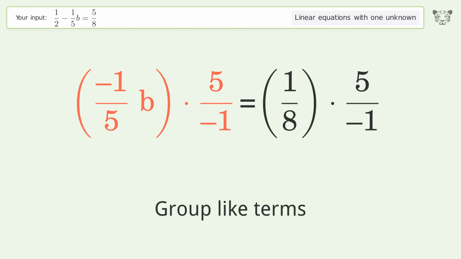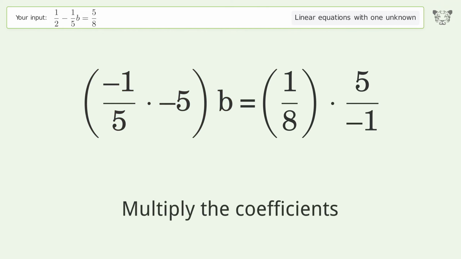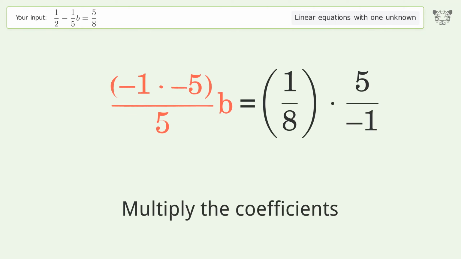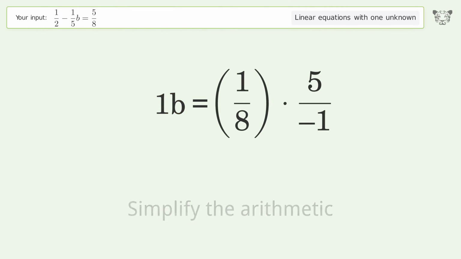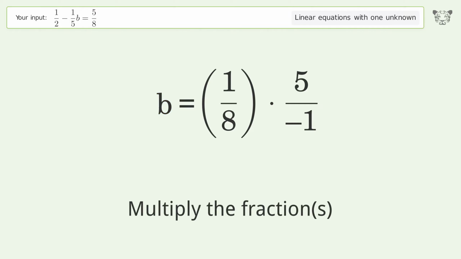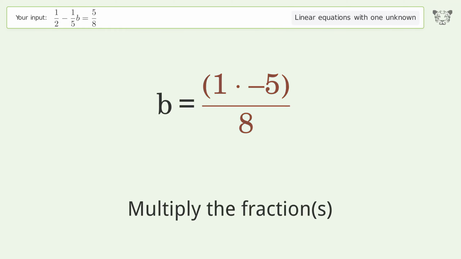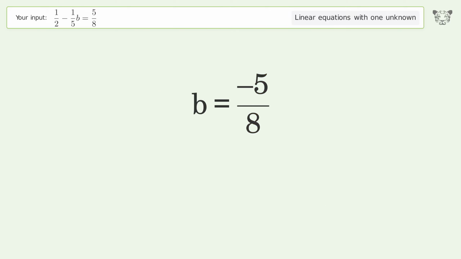Group like terms. Multiply the coefficients. Simplify the arithmetic. Multiply the fractions. Simplify the arithmetic. And so the final result is b equals -5/8.